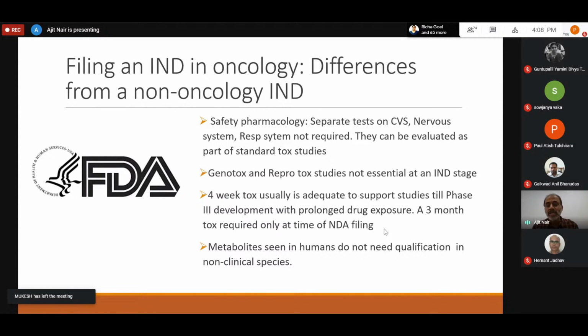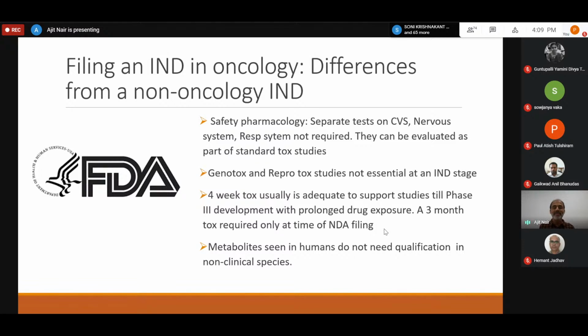And of course, as you would know, there are chances that your investigational product may have metabolites, and the formation of metabolites can vary across species, right? So you may see a metabolite of your parent compound not seen in a rodent or non-rodent species, but you probably see a metabolite coming up in humans, right? Generally, from a regulatory perspective for non-oncology INDs, you really have to characterize and qualify that metabolite in a non-clinical species, whereas that is not required and is waived off for an oncology indication.